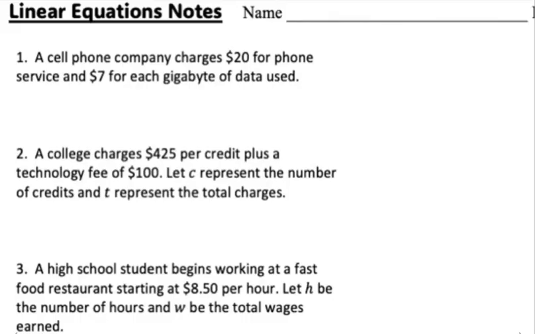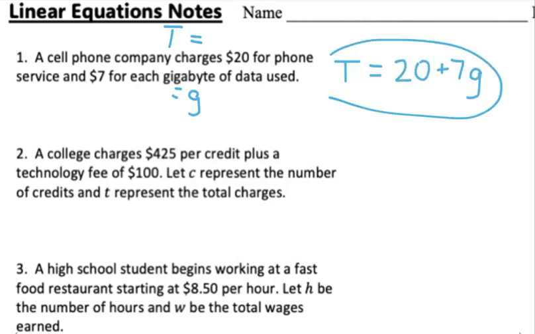We need a variable for each. We could let maybe T represent the total cost or C represent the total cost. And then G could represent the number of gigabytes used. So we'd have something like total cost equals $20 plus $7 per gigabyte. If you wrote it this way and said 7G plus 20, that would be acceptable as well. And you might use X and Y. You just have to define your variables. So T representing total charge, G representing gigabytes used.